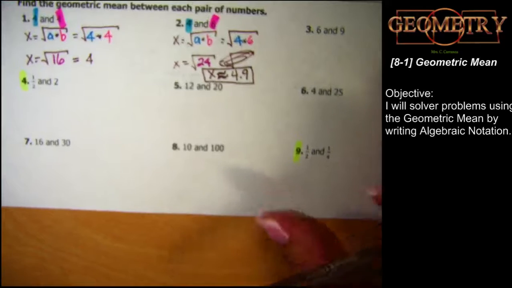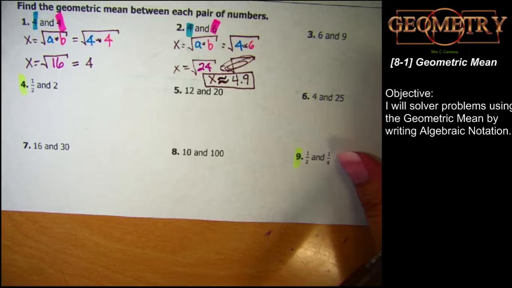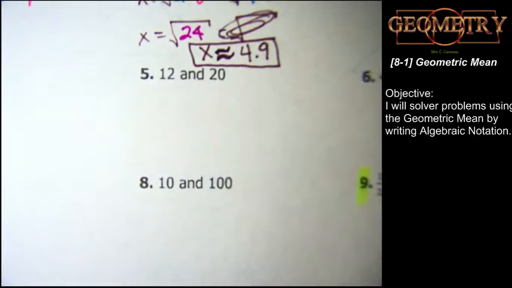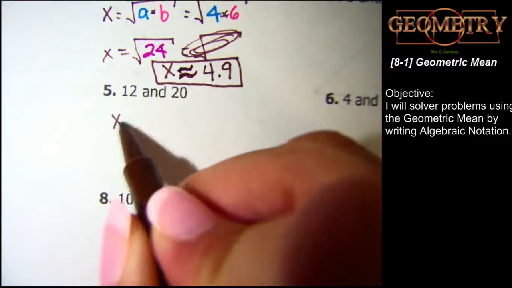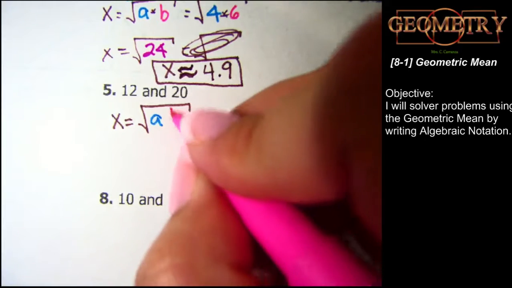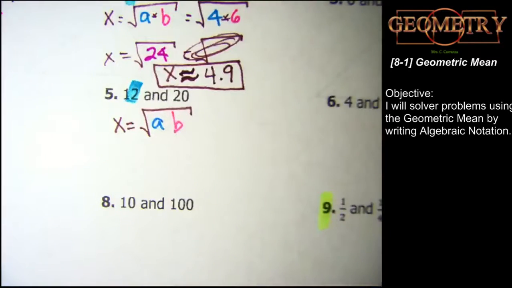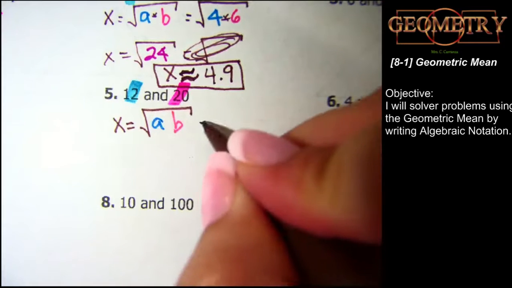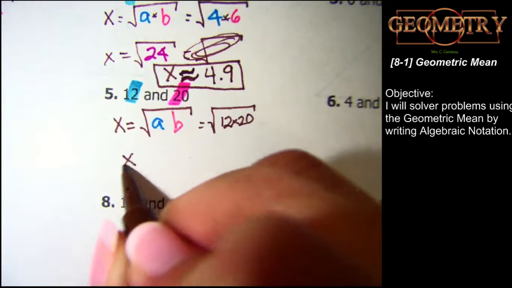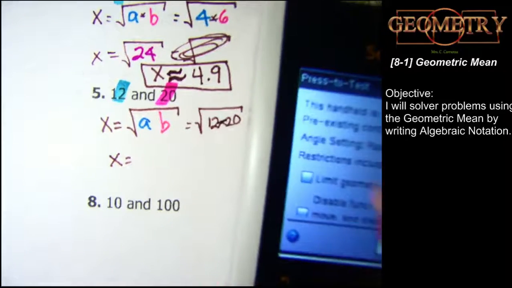All right, saving 4 and 9, is there another one that you want to see with bigger numbers? Number 5? Okay, number 5. Same formula. The geometric mean is x equals the square root of some number times another number. Here are my numbers. One number is A, one number is B. I'm going to substitute. This is the square root of 12 times 20. 12 times 20 is, what was it? 240.